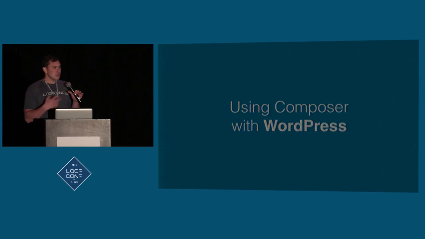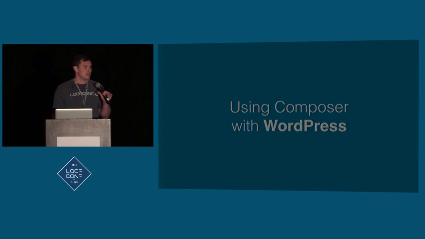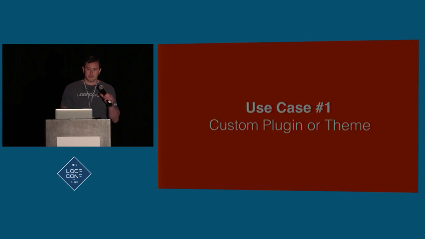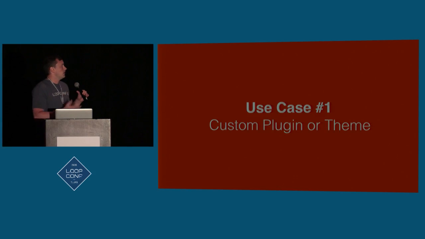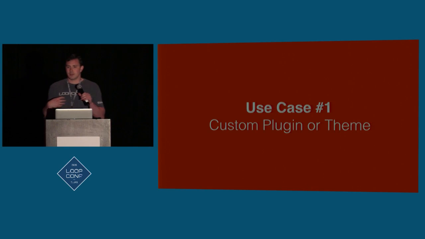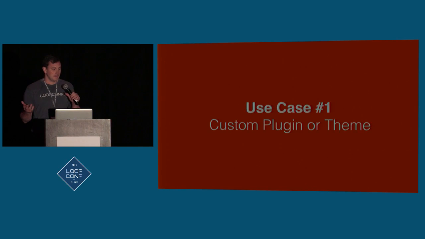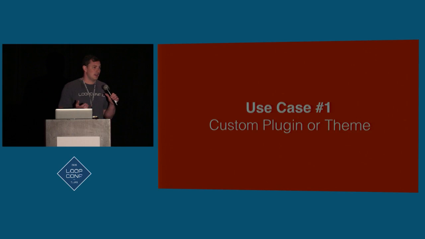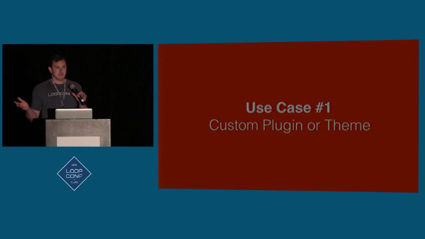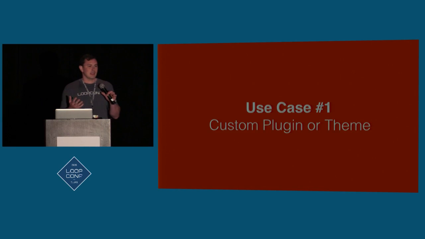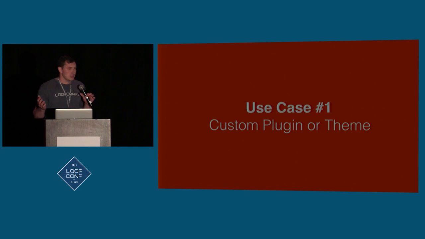So there's a couple different use cases when you're using Composer with WordPress. The first one is you have a custom plugin or theme that you're trying to develop. And maybe you're using it internally, maybe you're releasing it publicly. But essentially, if you're doing this, you're going to be including libraries that aren't really plugins or anything like that. You'll just probably use an independent PHP library, and you'll need to include that in your theme so you can use it.